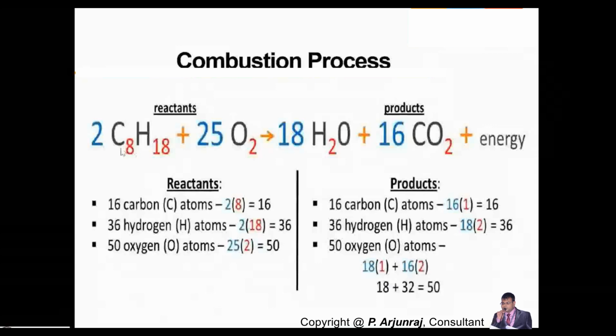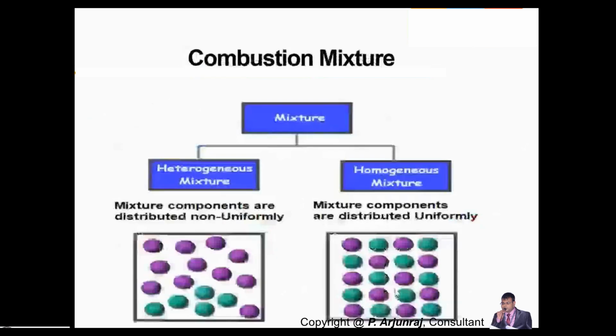You see here, you have 2 C8, so it means 16 carbon atoms, and 18 into 2, 36 hydrogen atoms, and you have 50 oxygen atoms. Similarly, on the product side, you have 16 carbon atoms and 36 hydrogen atoms, again 18 into 2, 36, and 50 oxygen atoms. You see how you are going to get 50 oxygen? Here it is 18 plus 16 into 2, 32. You're going to get 50. So this is how you need to balance both reactants and products. We have seen a lot of chemical reactions, even in exhaust gas treatment also. When you're writing this type of reaction, you need to balance it.